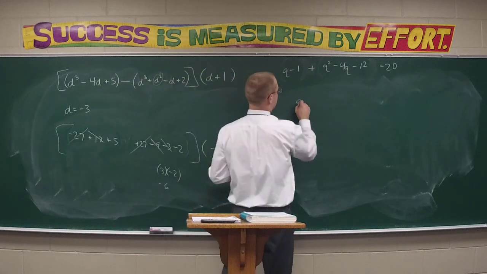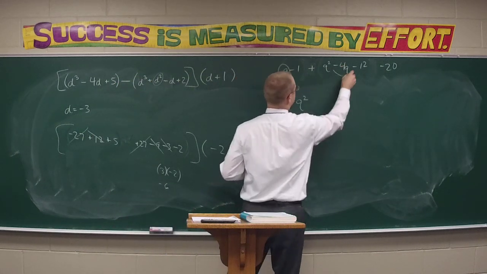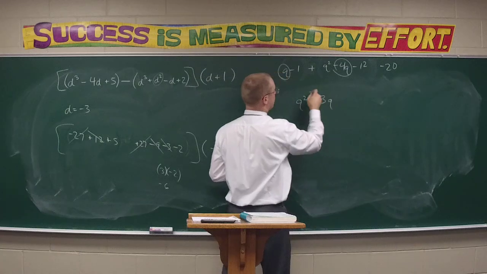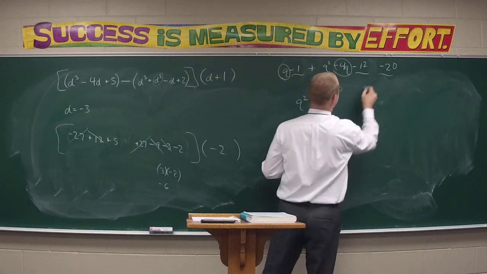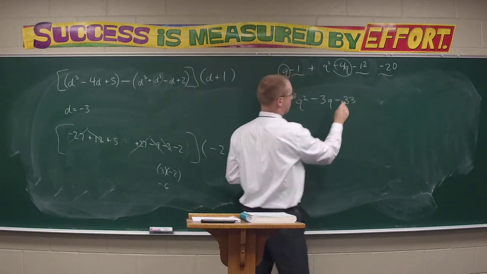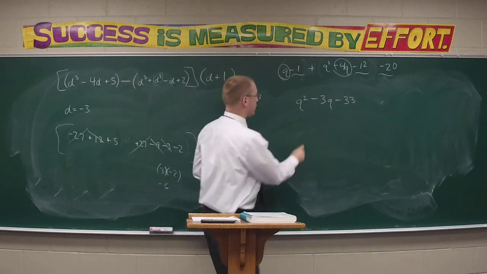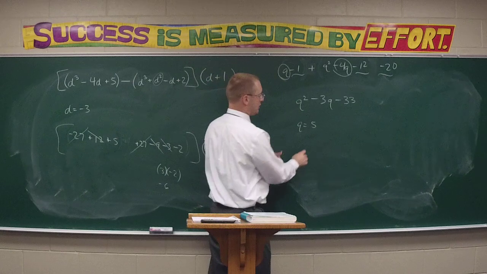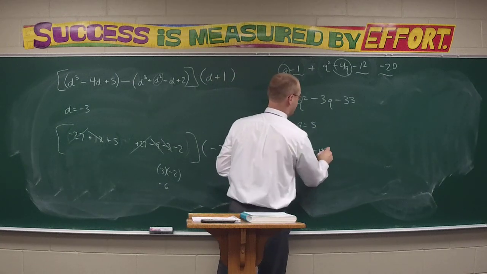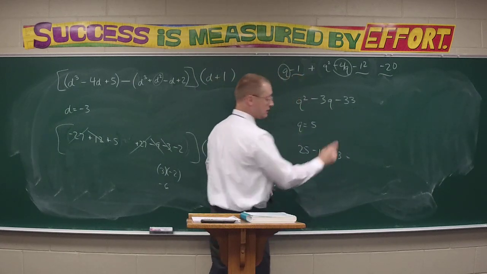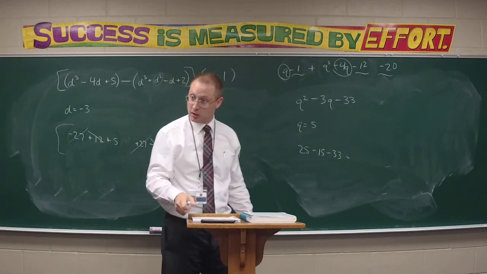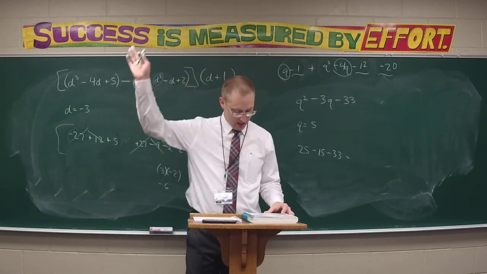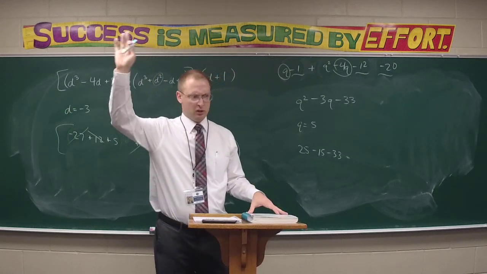I'm going to combine some like terms here before I evaluate. I'll put my q and negative 4q together to get negative 3q, and combine all these negative numbers together to get negative 33. That way, when I evaluate for q equaling 5, I've only got a couple places to plug it in. Square it to get 25. 3 times 5 is negative 15. Negative 33 gives us what answer? I got negative 23. Negative 23 is our answer. How many had that for number 12?